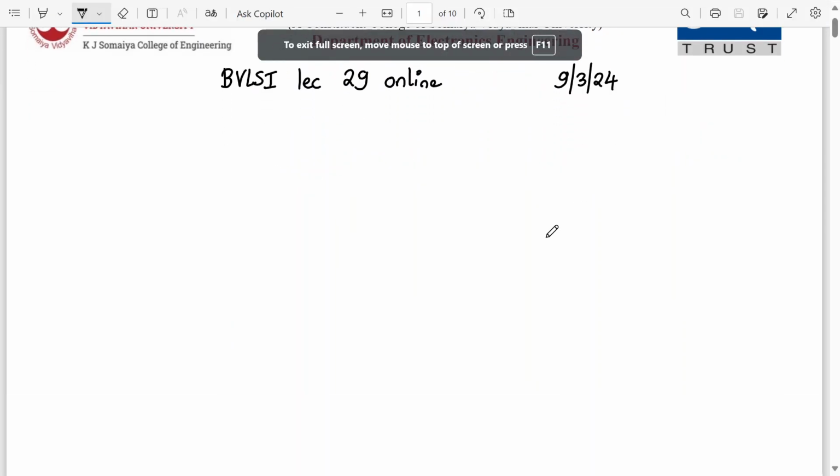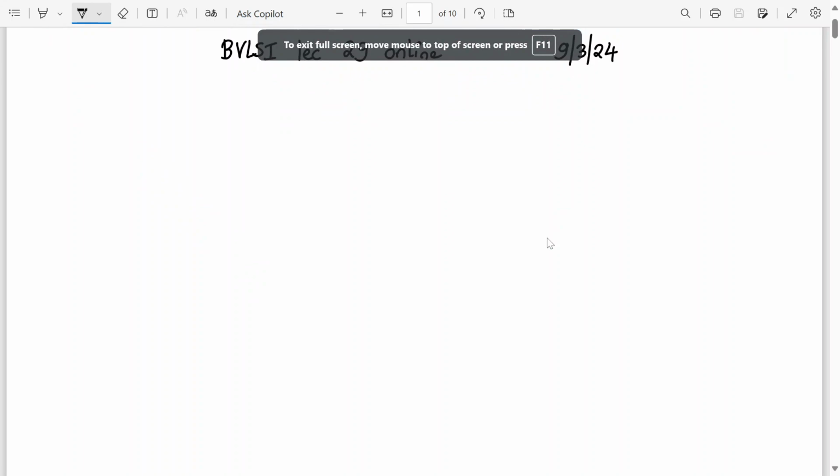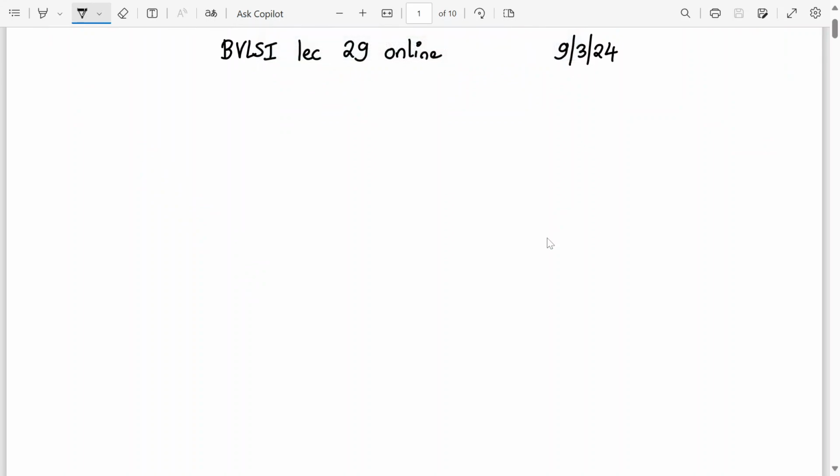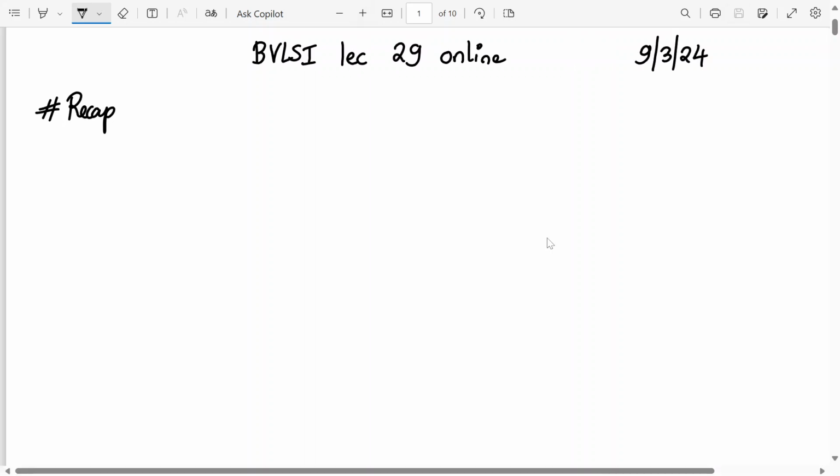Hello everyone, hello students. Today we will be deriving the current equation for the N-channel MOSFET. So let's recap what we have done in yesterday's class. Yesterday we started with the NMOS structure. Let me just draw it again for your reference.